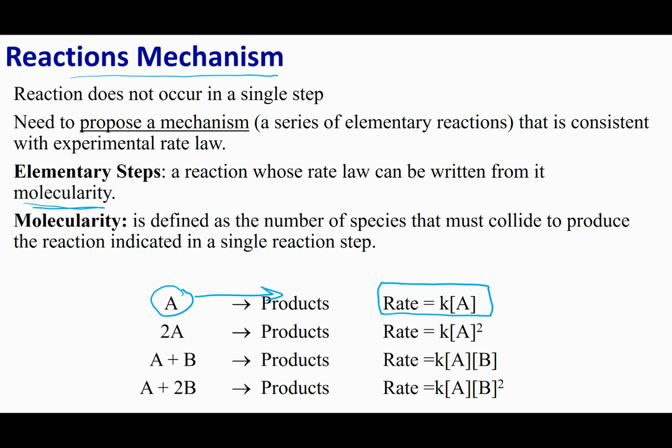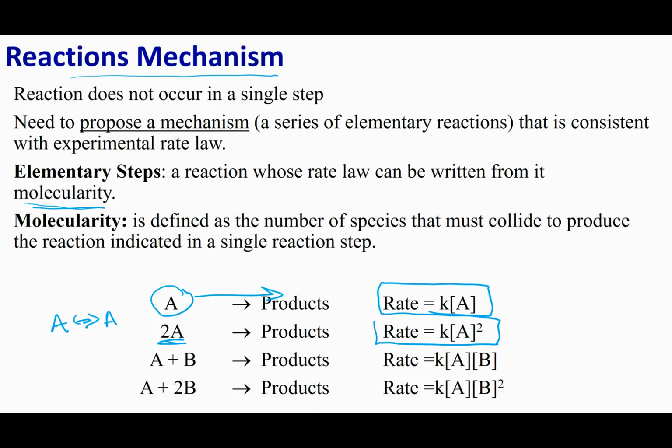Now, if I want to invoke a step and say, well, maybe A just doesn't become products, maybe A interacts with another A. So this is called a bimolecular process. An A molecule is going to interact or collide with another A molecule and then become products. If I have this kind of elementary step where I have the 2 right in front of the A, then this becomes my rate law. I have to take that A and square it to show that two A's are coming. So the rate law becomes rate equals k[A]^2.